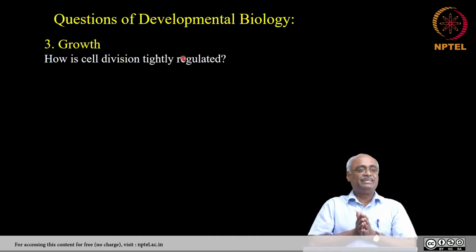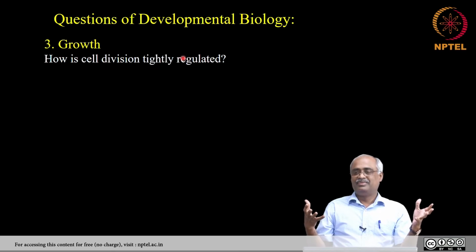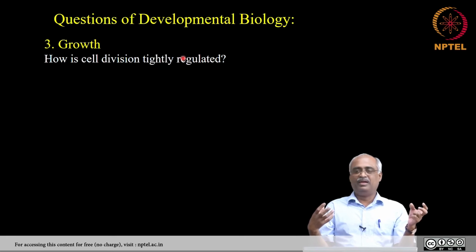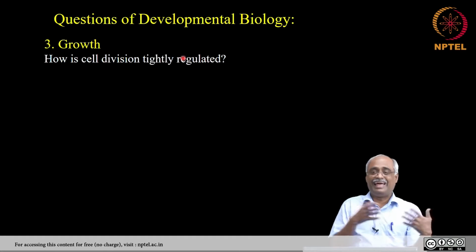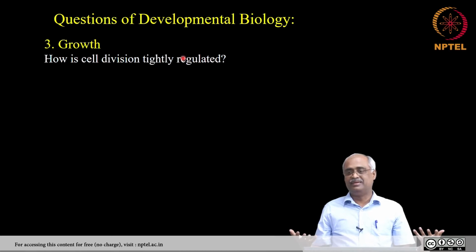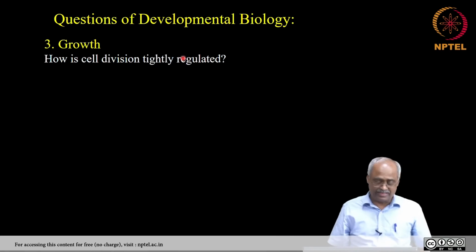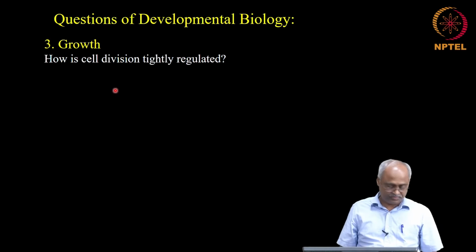And just imagine these were not coordinated in different parts of the body. Okay, suppose your nose cells divided double the time and one of your ears had one division less. What will happen? Your body will not be proportional and there will not be functionality. So, growth is highly coordinated. So, how does this coordination happen? Okay. So, that is an important question.